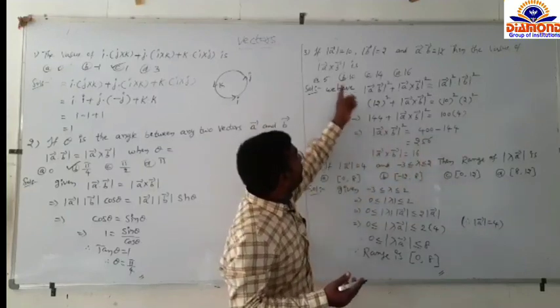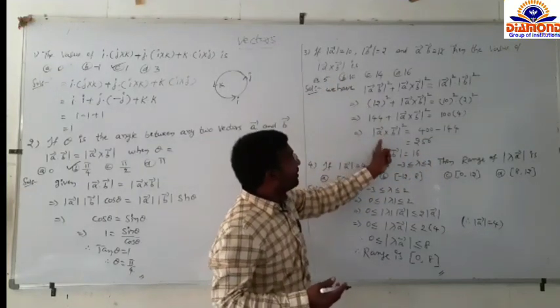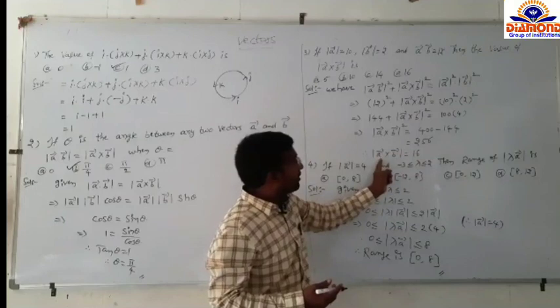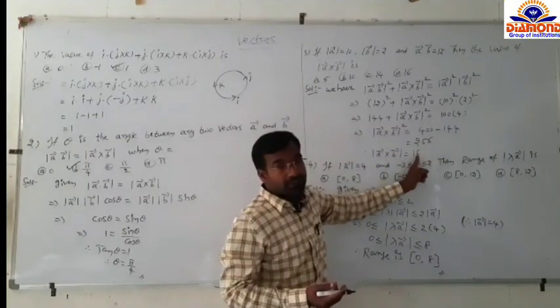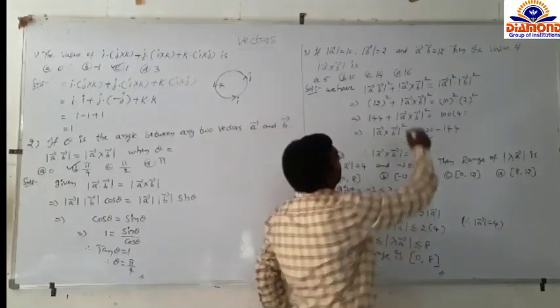You want to find only modulus of A cross B, so apply the root on both sides. You get modulus of A cross B equals root 256, which is nothing but 16. So the option is D.